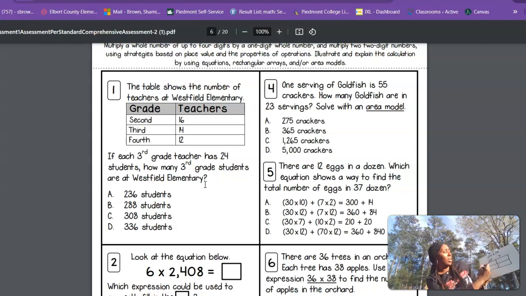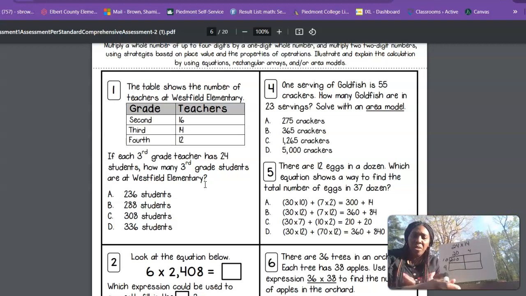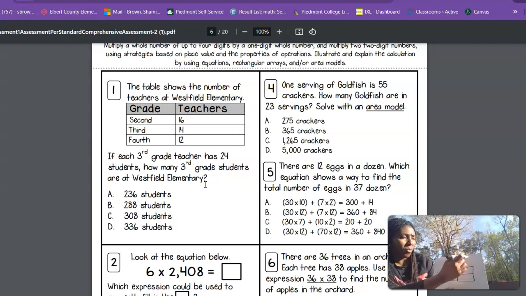So I would multiply 10 times 20 to get 200. Then 10 times 4 would give me 40. And 4 times 20 would give me 80. Then 4 times 4 would give me 16. Then I would add that all together.